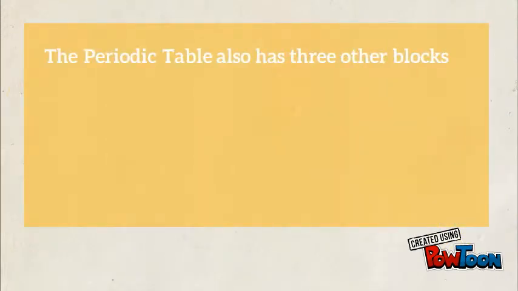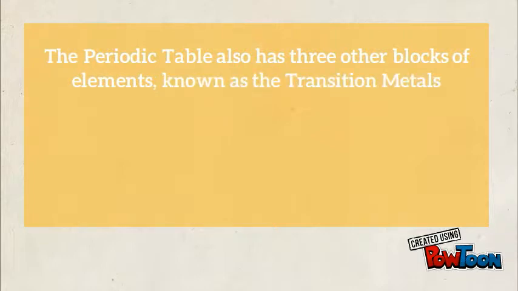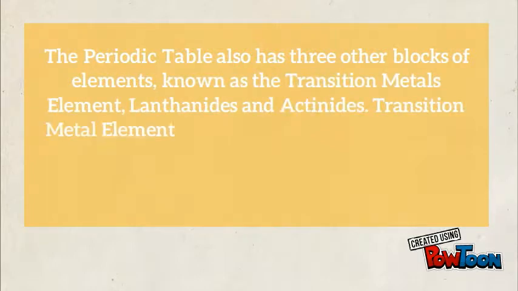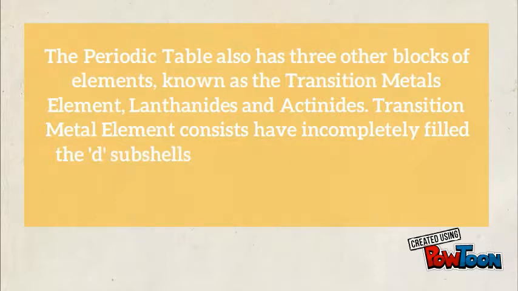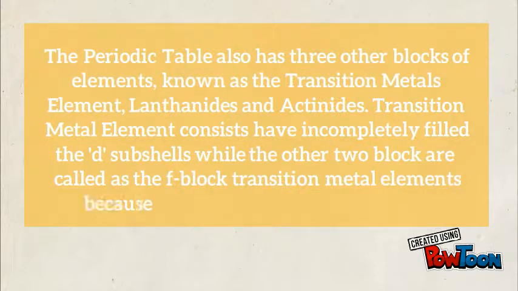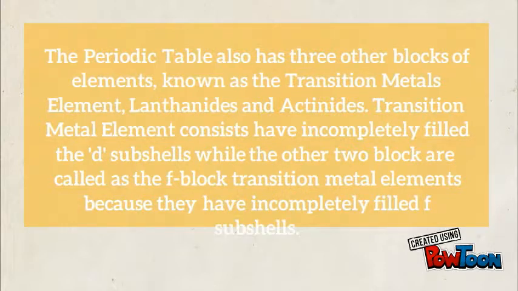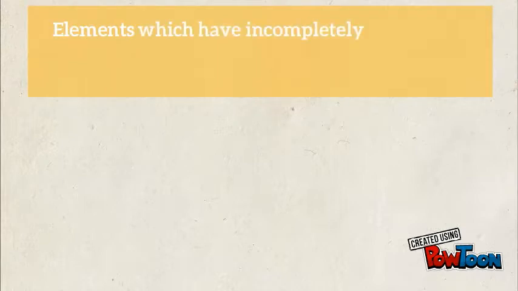The periodic table also has 3 other blocks of elements, known as the transition metal elements, lanthanides, and actinides. Transition metal elements consist of incompletely filled D subshells, while the other 2 blocks are called the F block transition metal elements because they have incompletely filled F subshells. Elements which have incompletely filled S or P subshells are divided into several groups.